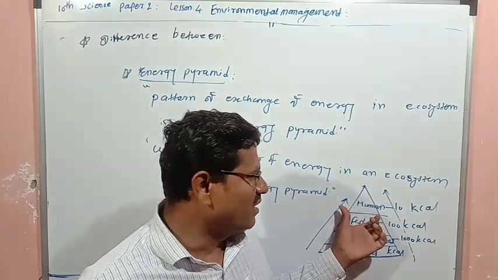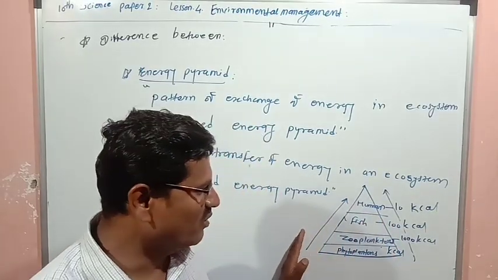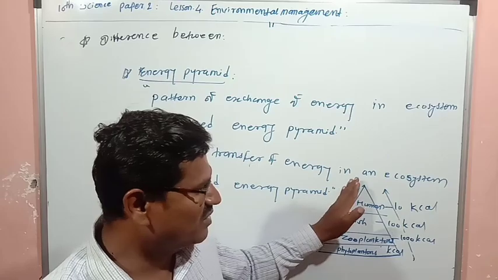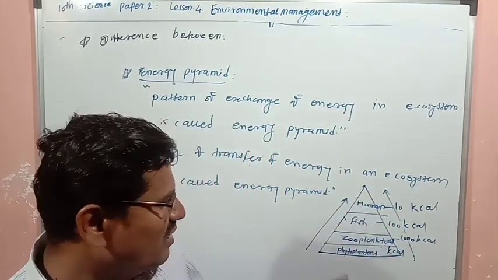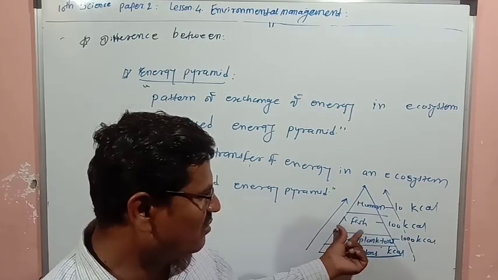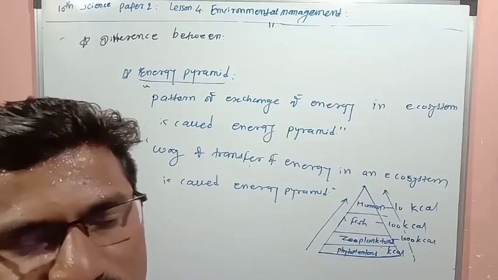So it is applicable for all living organisms. As you are going upper side, energy level goes on decreasing. Okay, so phytoplankton, zooplankton, fish and human beings. So energy level goes on decreasing. It is called energy pyramid.